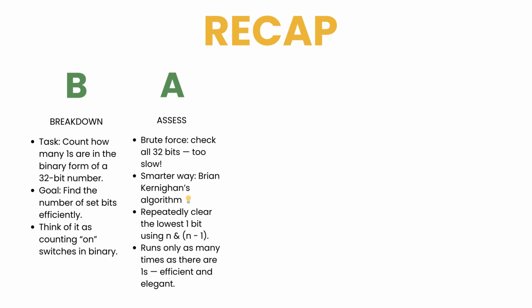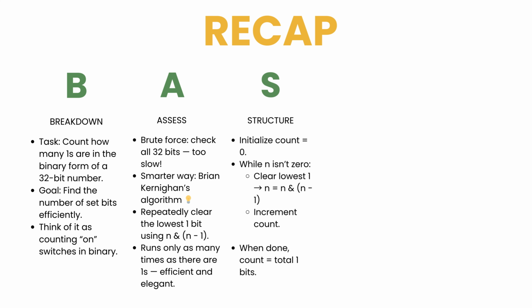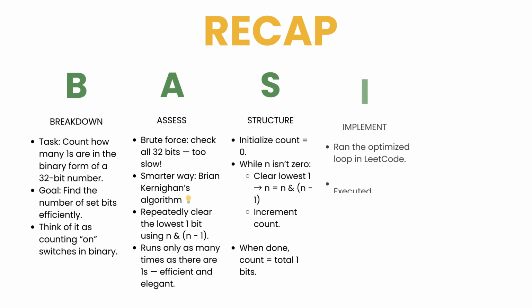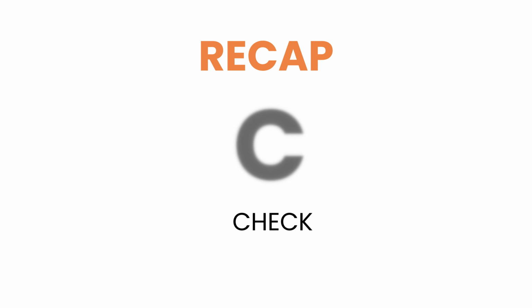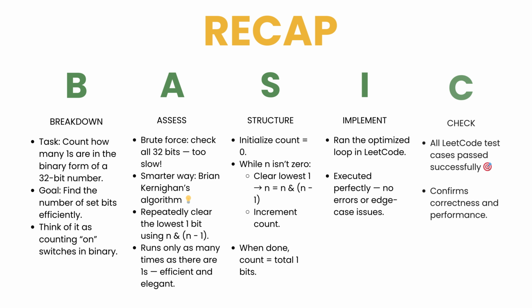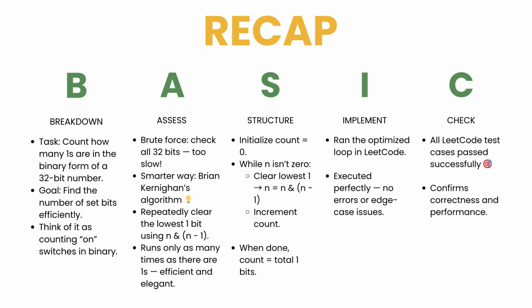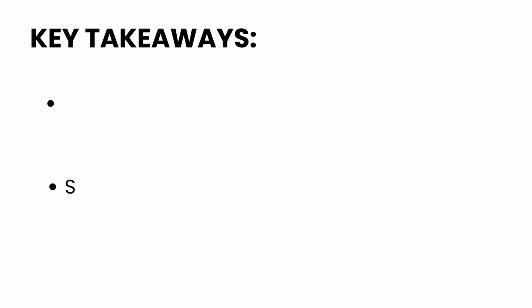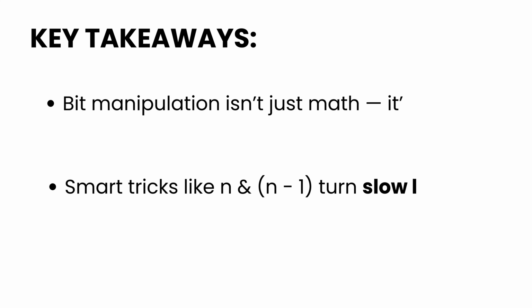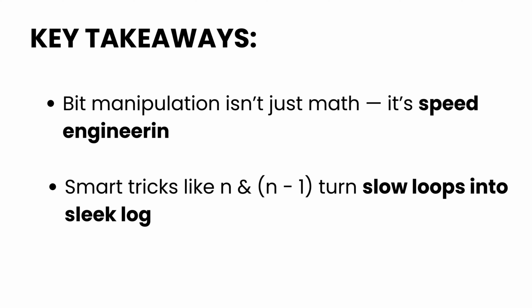Structure recap. The logic flow was clean and minimal. Start with a counter, repeatedly clear the lowest set bit, and keep counting until the number becomes 0. When it's done, that count gives the total number of 1 bits. Implement recap. We implemented this on LeetCode, and the solution ran smoothly without any errors. Check recap. After testing the code on multiple inputs, every test case passed, confirming the efficiency and accuracy of the approach. The key takeaway here is the elegance of Brian Kernighan's algorithm, a reminder that understanding bit-level manipulation can turn a brute force task into a lightning-fast solution.